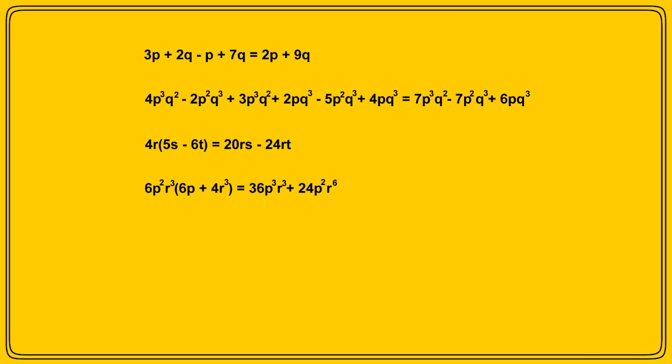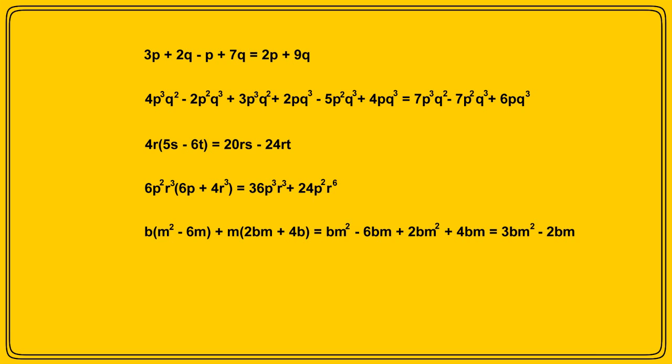Now the last type we're going to look at here is where you have several brackets to multiply out and then you have to gather together similar terms. And here's our example. Multiplying out the first bracket gives bm squared minus 6bm. And the second bracket gives 2bm squared plus 4bm. Notice, by the way, we normally write the letters in alphabetical order within each term because this makes it much easier to spot like terms. Now collect up the bm squared terms and the bm terms separately, giving 3bm squared minus 2bm.